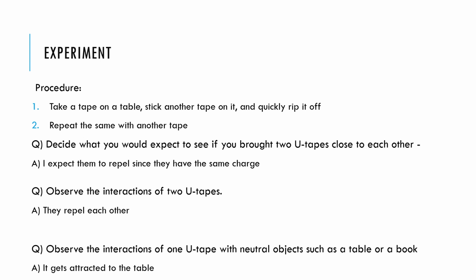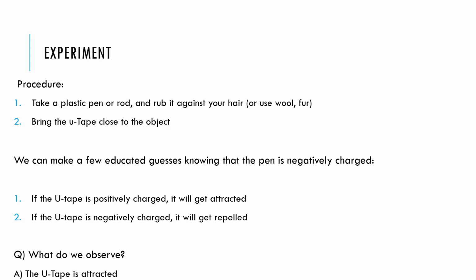We would expect that if we brought these two U-tapes close to each other, they would repel. And what we do observe is that they do repel each other, which means that they have the same charge. And if we put the U-tape close to another neutral object, it gets attracted to the neutral object.